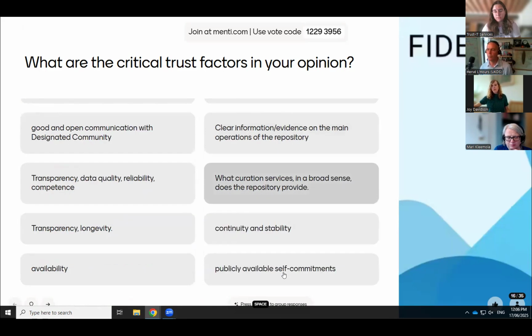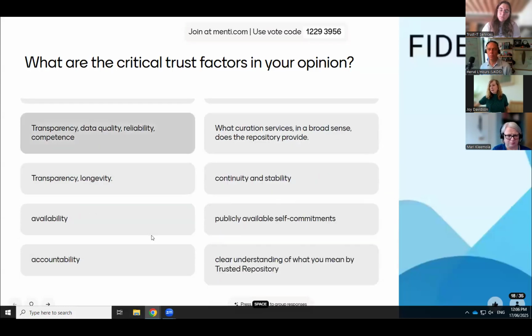And again, yes, I think you have to be very transparent about these things, especially as funders are requiring people to make use of trustworthy repositories. The more we can make clear what services we do offer, I think the easier it is for the end users to navigate them. Longevity, transparency, stability, availability, that's again good. I think we want to be able to access things. Publicly available self-commitments, that's interesting. So I guess, again, just assertions that you want to do a good job and are clear about how you're going to do that. So that seems to have slowed down a little bit.